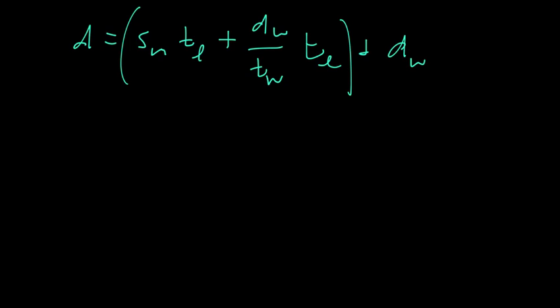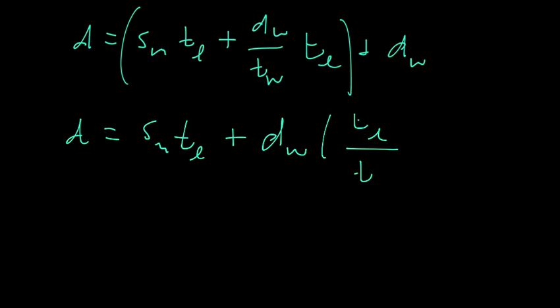So then from here, what I can do is factor out my d_W terms. So I'm going to have D is equal to S_m T_L plus d_W times T_L over T_W plus 1. I'm just using the distributive property there, and if you multiply this term through, you should get the same thing that we have up here.